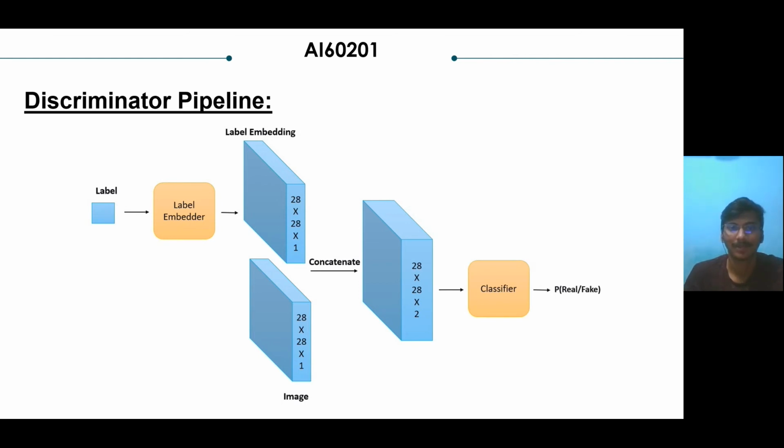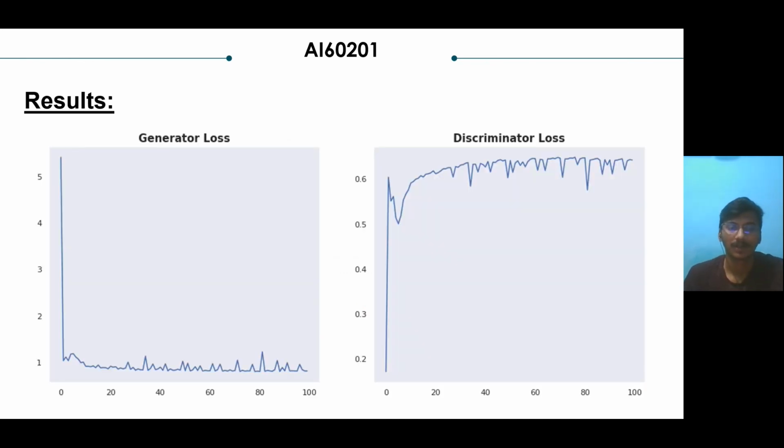So this is the discriminator pipeline, similar to that of the generator pipeline. We'll pass the label through the label embedder. We'll concatenate the label embedding and input image, and finally we'll pass them through a classifier giving a value between 0 and 1 as output. Coming to training, we used TensorFlow with GPU enabled and a Kaggle kernel for training. And if you see, both generator and discriminator losses are almost saturated at the very start of training.